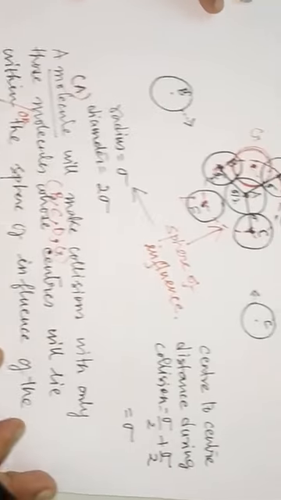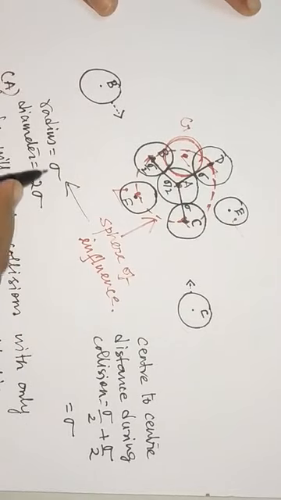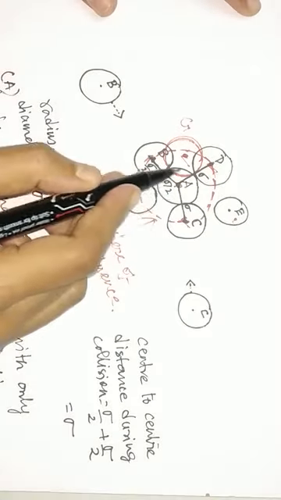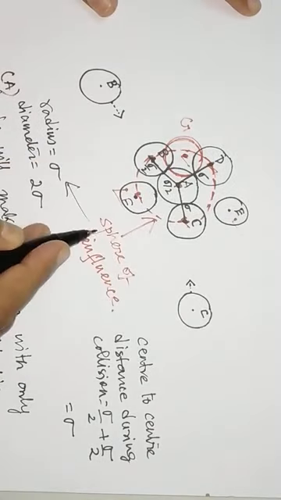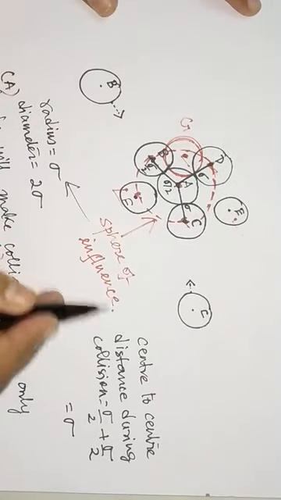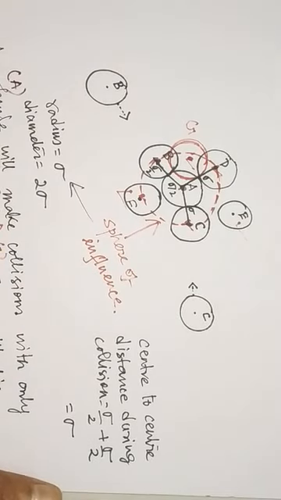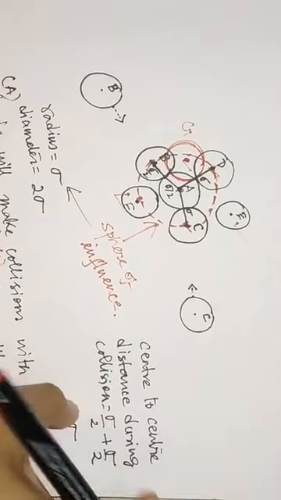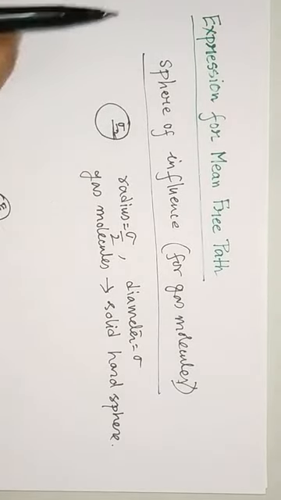The radius of the sphere of influence is sigma if the molecule under consideration has a radius of sigma by 2, and the diameter of the sphere of influence is 2 sigma. Now we'll use this concept of sphere of influence in the derivation of the expression for mean free path.